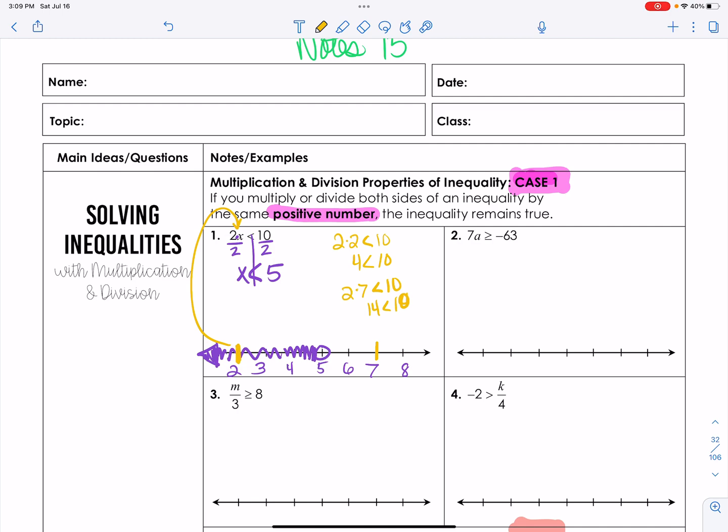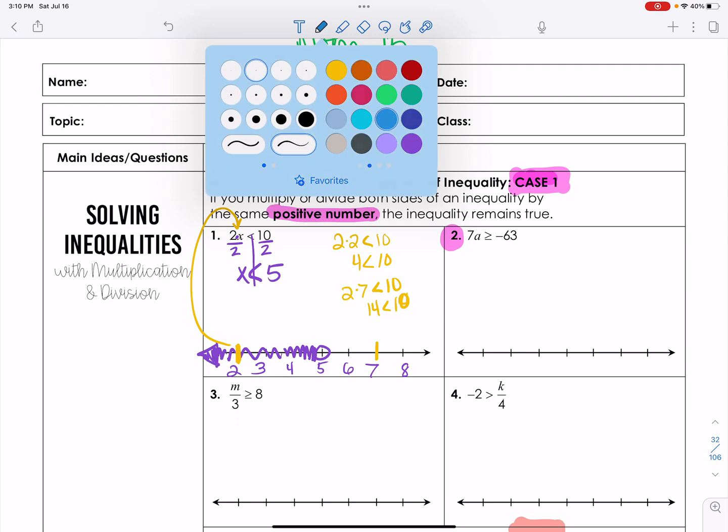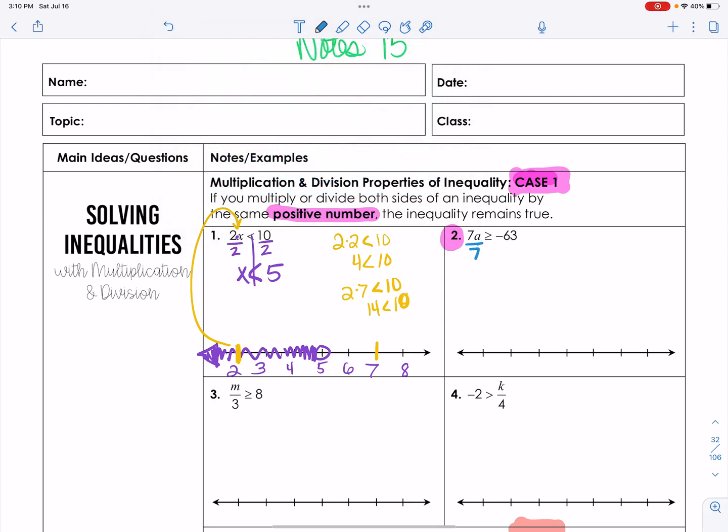So with that being said, I would like you just to do the opposite operation. I would like you to do number 2. I would like you to pause the video, and I would like you to do number 2, please. Okay, so the opposite operation of timesing by 7 is to divide by 7. So I'm going to divide both sides by 7, and I get a is greater than or equal to a negative 9.